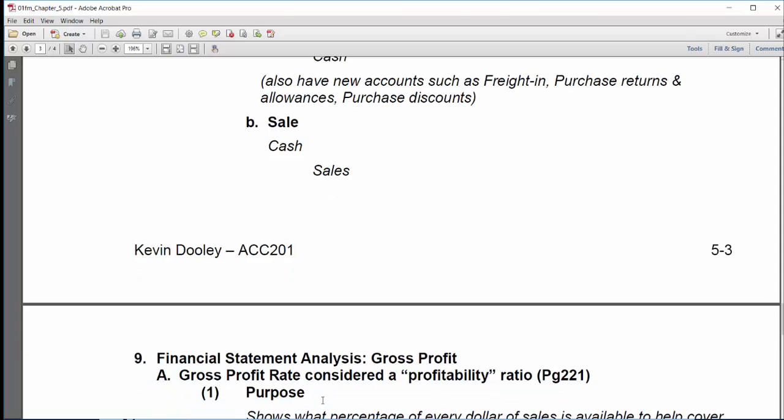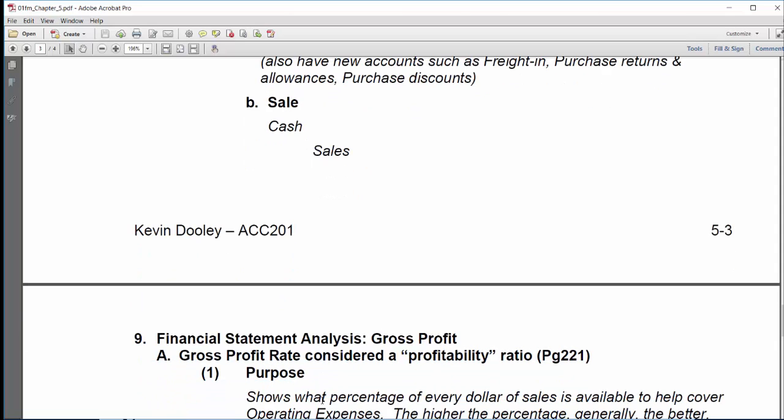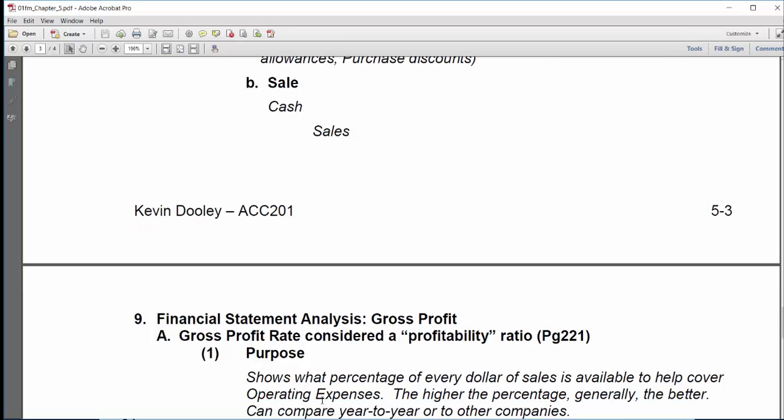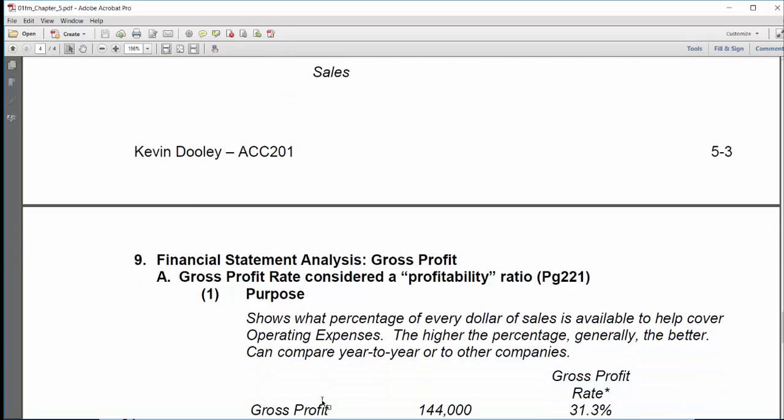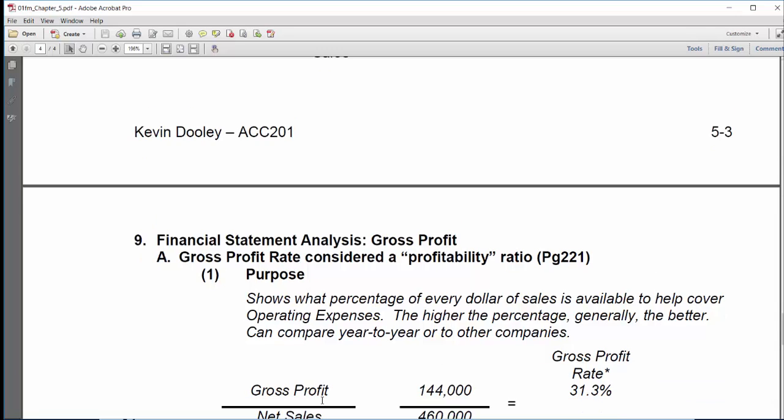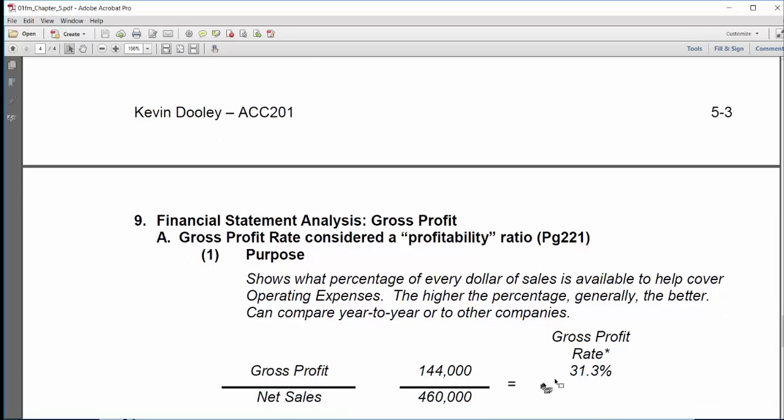Now, when we look at our gross profit on our income statement, that gross profit should bear some kind of generally consistent relationship to the sales. So if you take your gross profit amount and divide it by your net sales, you get what's called the gross profit rate.